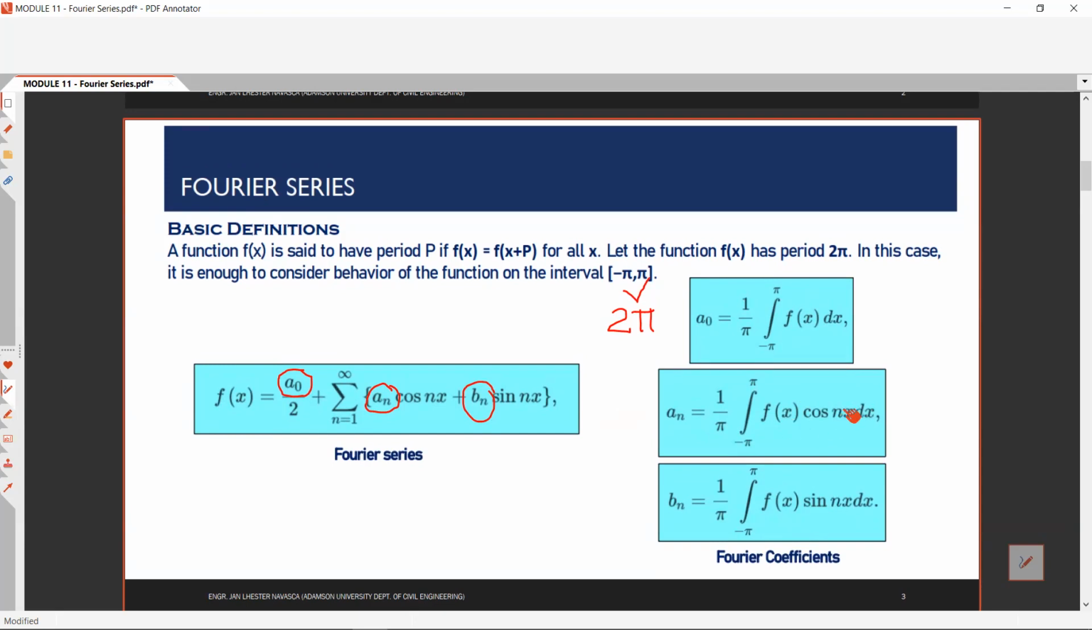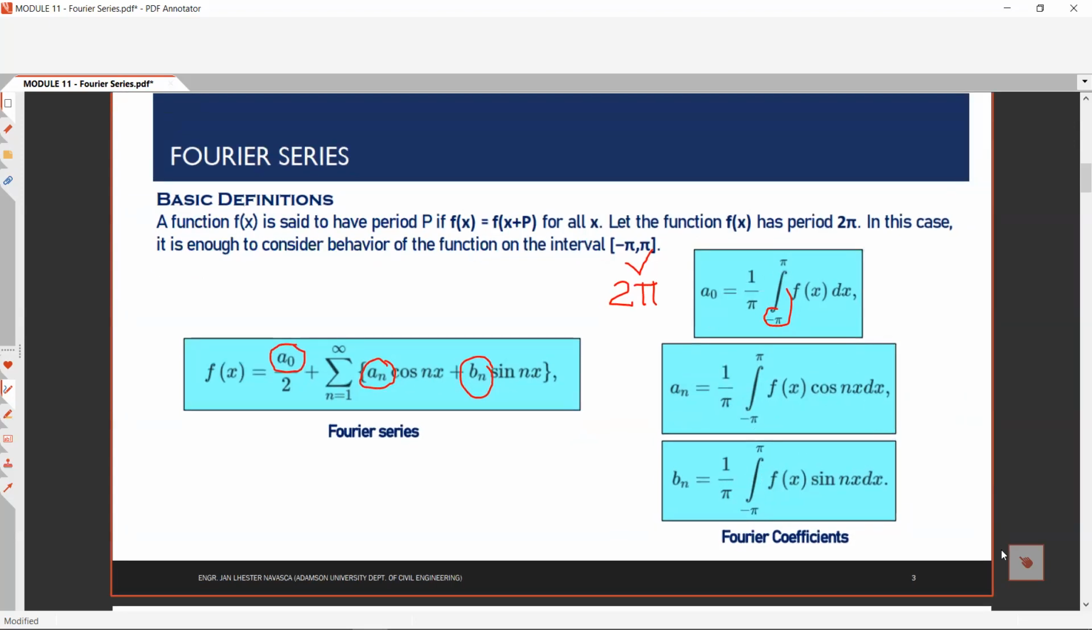For all terms, let's say n is a constant. The limits are negative pi to pi because that is our interval. Take note, that is our interval. Then this one is our 1 over pi. So with these three Fourier coefficients, you can now solve the Fourier series expansion.